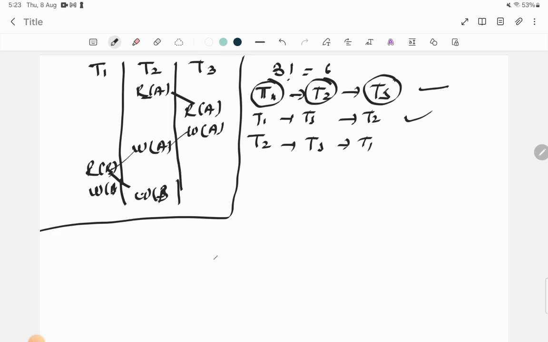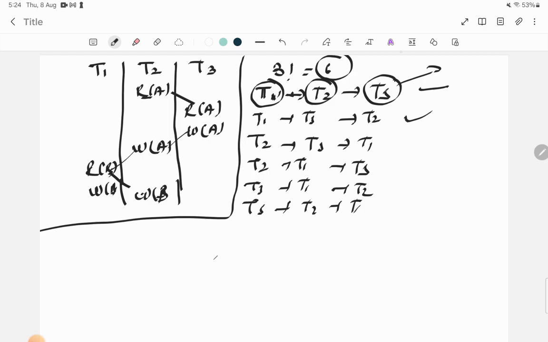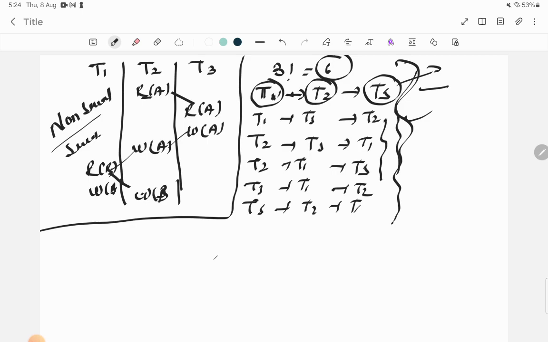Like first T1 will occur and end. After that T2 will occur and end, and after that T3 will occur. So there is no conflict here, no issues here. In a similar way, for these three transactions, we have 6 possibilities. T2, T1, T3; T3, T1, T2; and finally T3, T2, T1. So if we convert this non-serial schedule into a serial schedule, we are going to get any one of these possibilities, which we don't know yet.